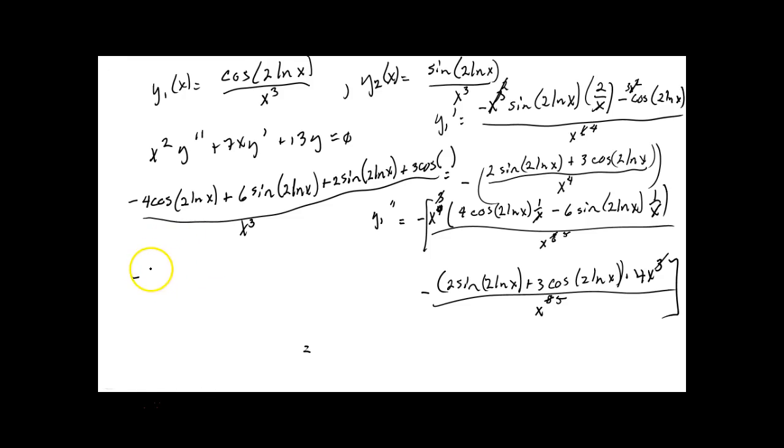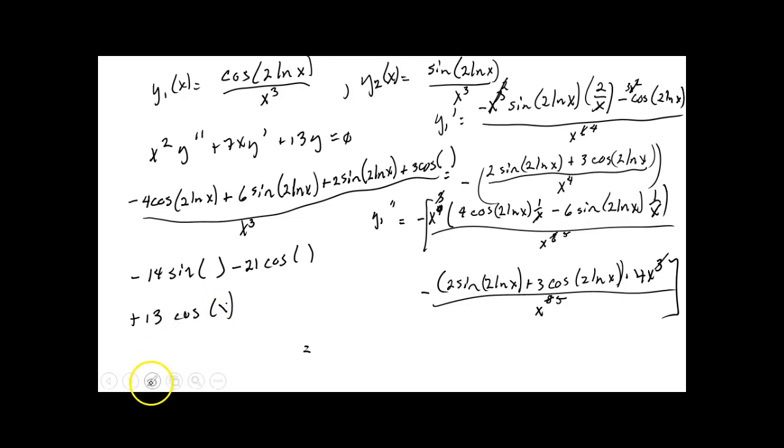I hope I'm doing this right. 14 sine of that, minus 21 cosine of that. Okay. Then I've got to do a plus 13y. And your y was this first one, cosine of that.